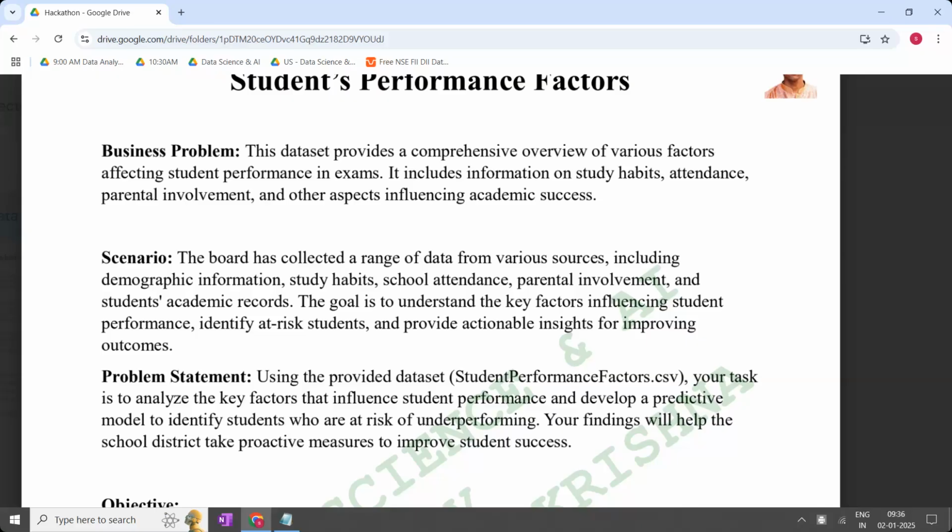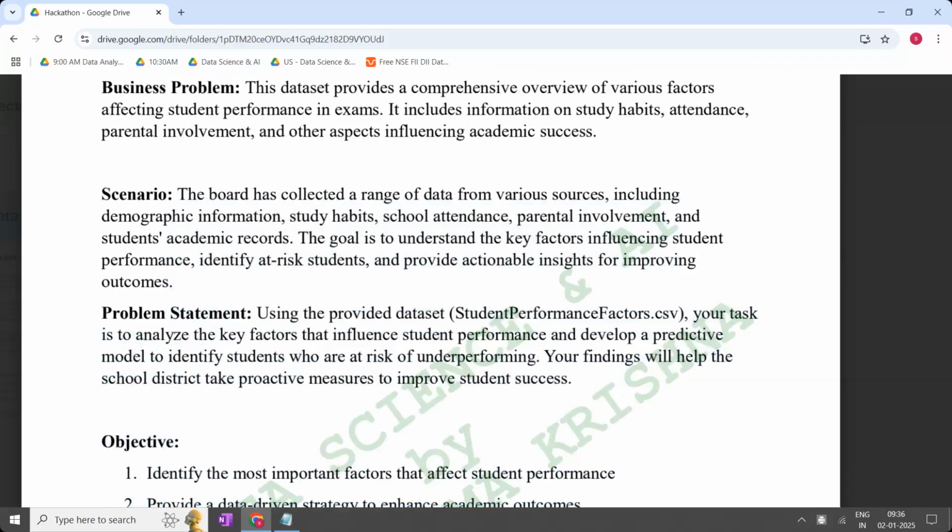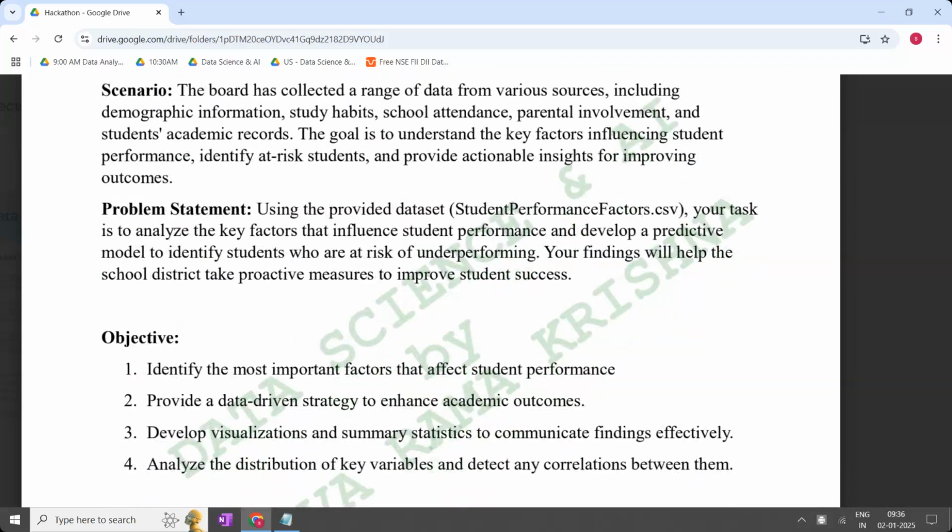Based on this business problem, they have shared one data set, and they are asking us to analyze the key factors that influence the students' performance and make a predictive model to identify the students who are at risk of underperforming. Your findings will help the school district to take proactive measures to improve the students' success. Maybe this is a government related project. In government schools, we have district educational officers or some such people, who look at how the students perform in the government schools.